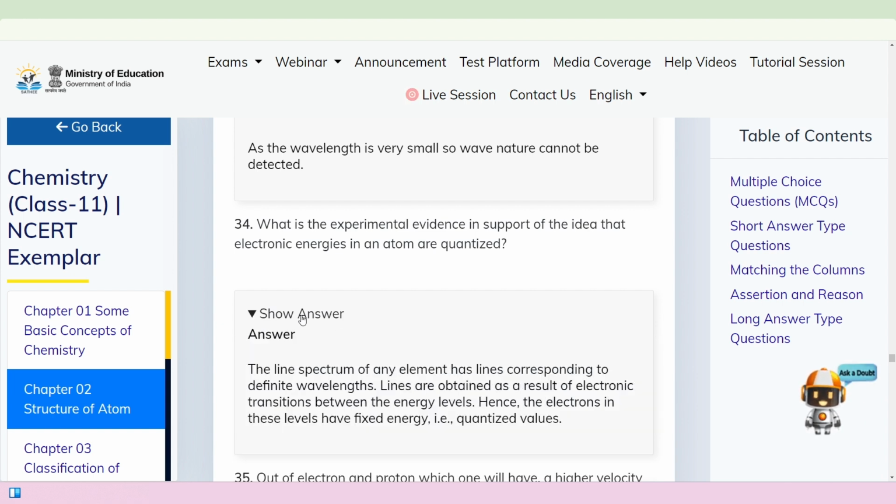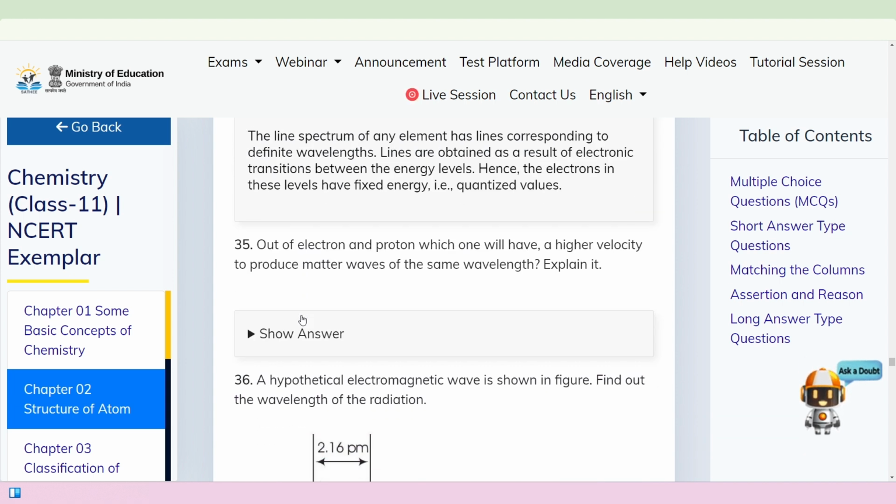Next question. What is the experimental evidence in support of the idea that electronic energies of atoms are quantized? The most obvious reason is the line spectrum. We get a discrete spectrum rather than a continuous spectrum. It means that in between those lines, there are some energies which are not emitted, which means those energies are not possible. It means they are quantized.